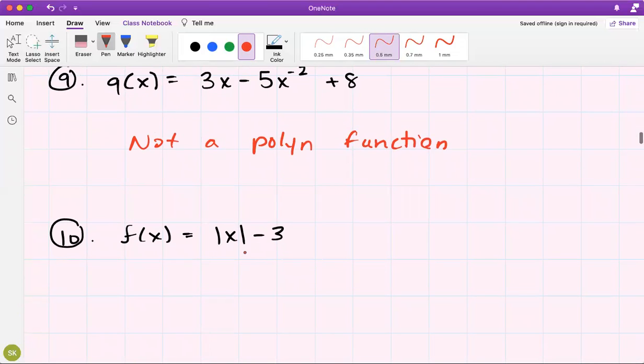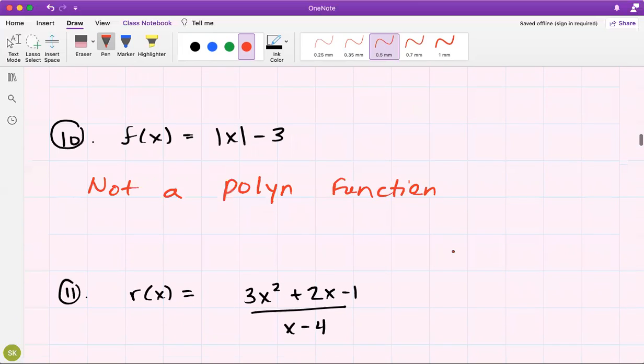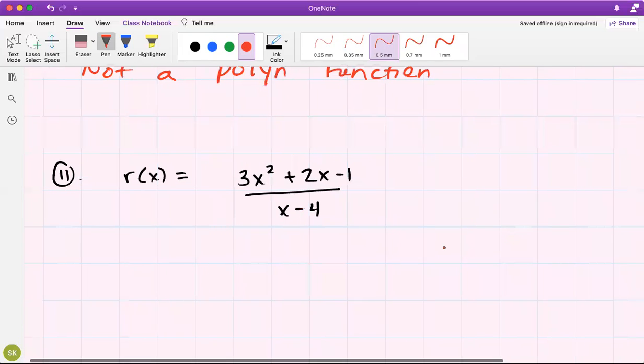Here, I have the absolute value of x minus 3. We didn't talk about this one, but writing the absolute value of something, you can't write it as x to a power. So this is not a polynomial function. So if you see absolute value signs with an x inside, it's not a polynomial function. And here's an example of a function that has a polynomial over another polynomial. We talked about this. When we have a fraction involving x's, then it's not a polynomial function.